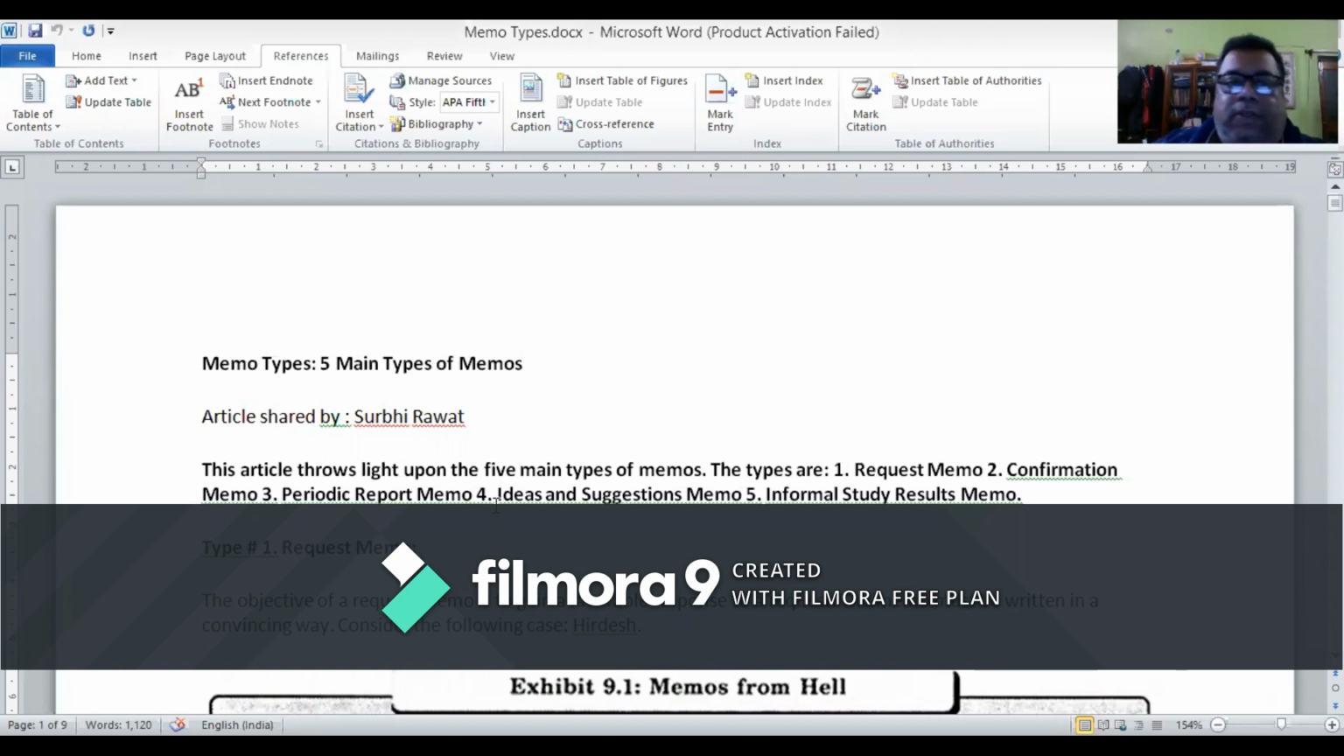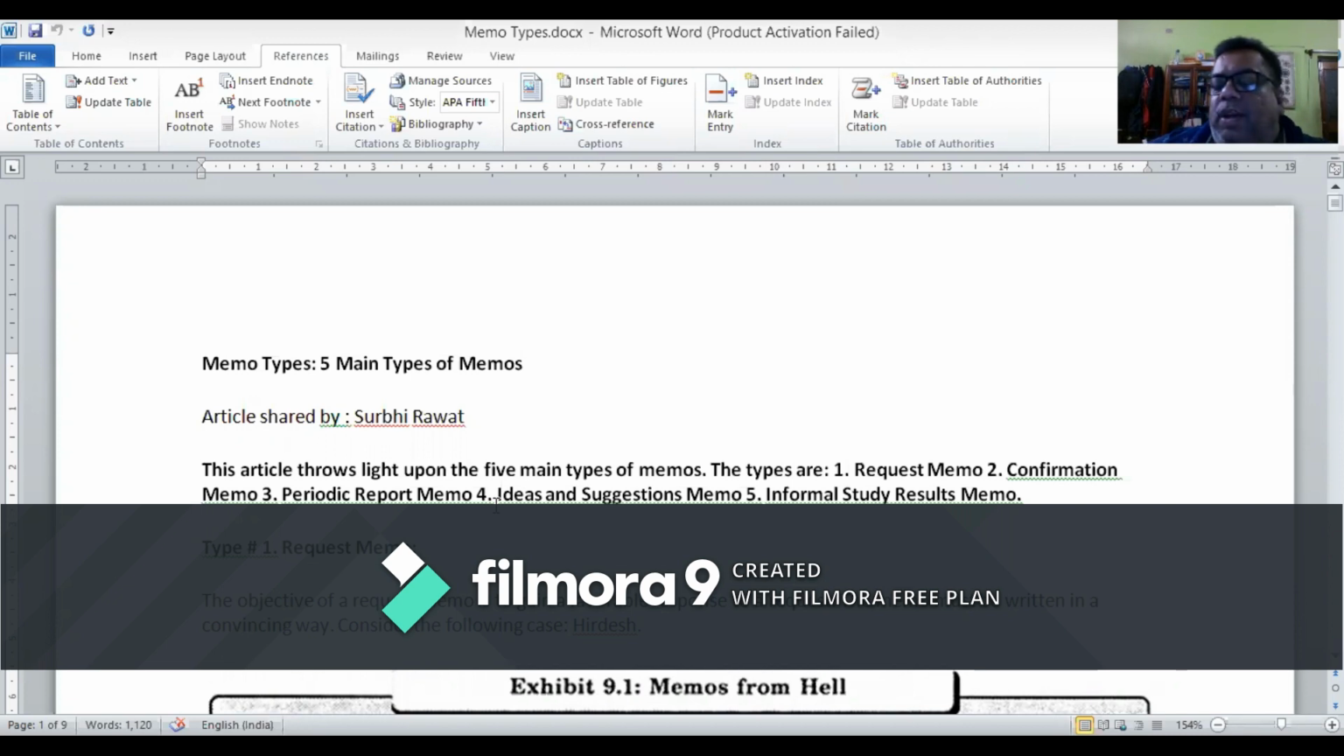Today in our sessions, we shall be discussing about memos. Memos are an internal document which is used in business, which means that it is used for internal communication.